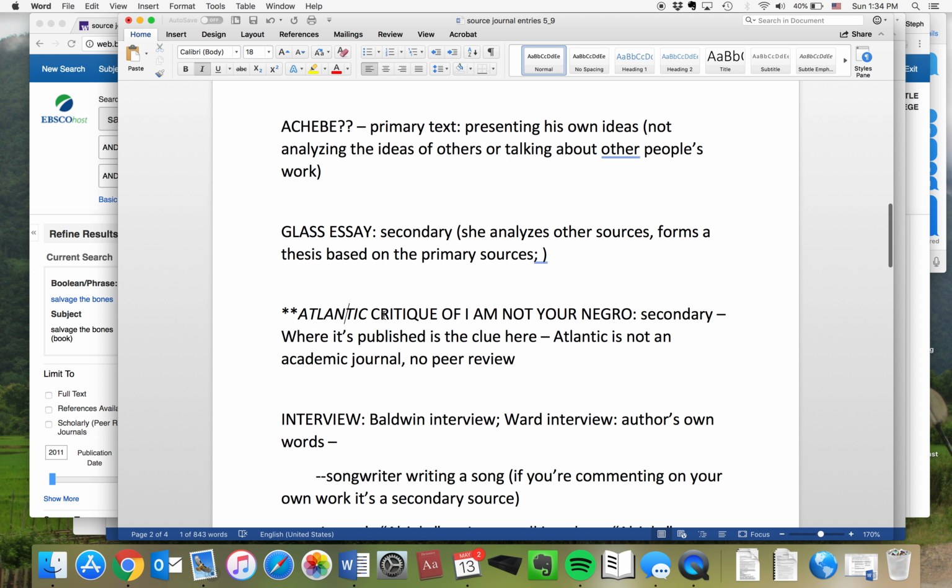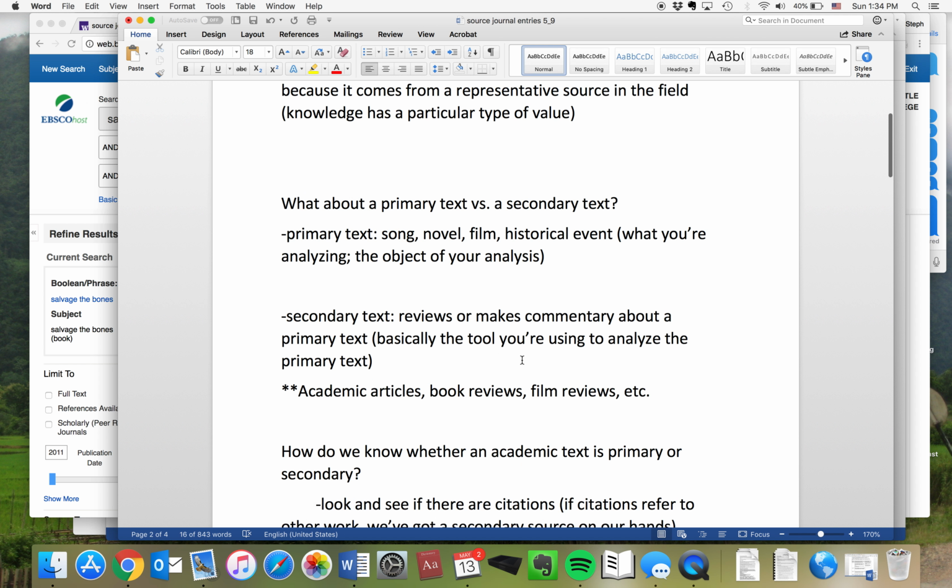The Atlantic critique of I Am Not Your Negro is a secondary text. And here's what's important to remember about something like the Atlantic critique. We have to look to where it's published to find out if it's an academic text or not, right? The Atlantic isn't an academic journal. It doesn't have peer review. It's a popular journal, okay?